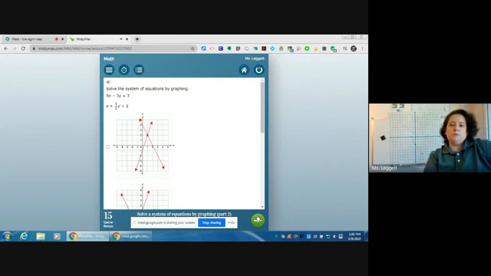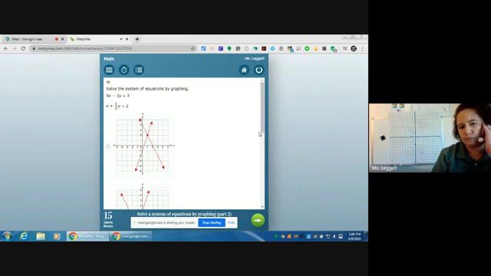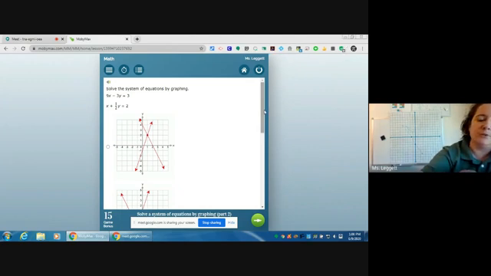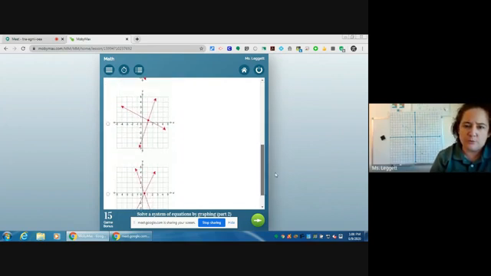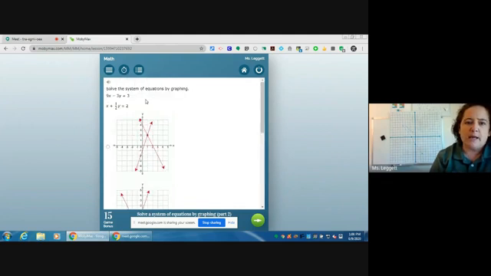Solve the system of equations by graphing 9x minus 3y equals 3 and x plus 1/2 y equals 2. Notice again, I have 4 choices, and I still have a system, and they're both in standard form. So let's do the same thing that we just did.